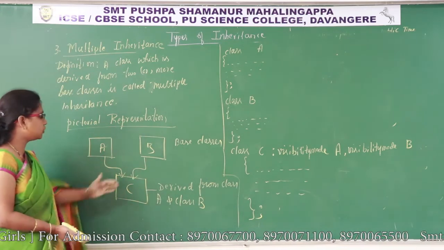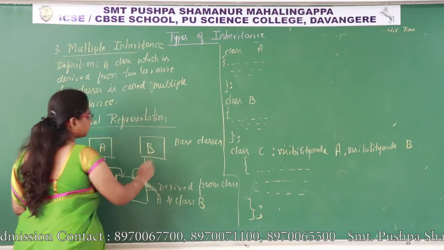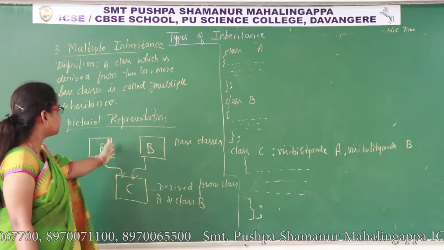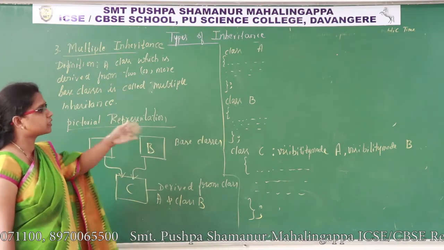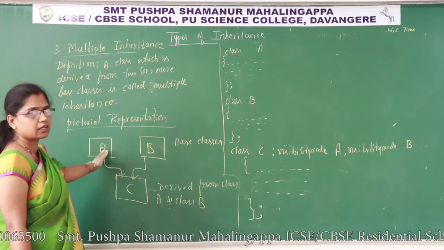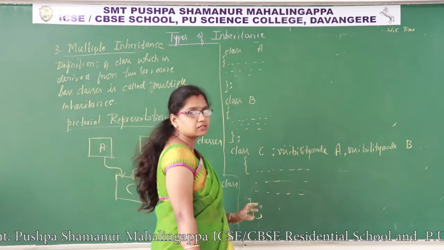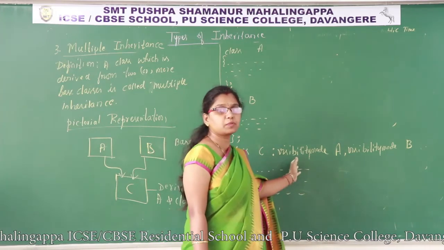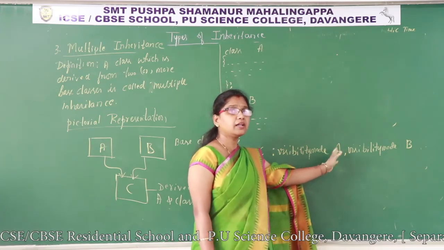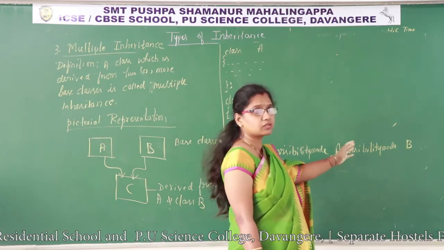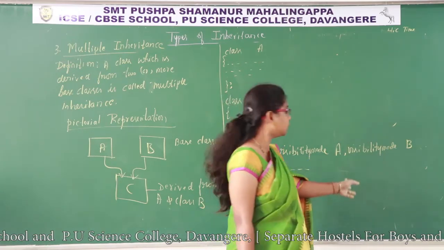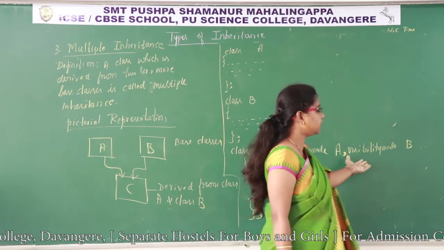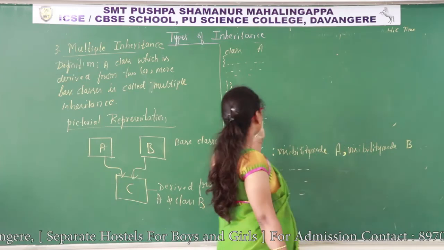When you write the pictorial representation, you can easily write the syntax: class A and class B, there is no inheritance between these two classes, they are separate classes. And class C is derived from class A. You all know the syntax for deriving a class from an existing class: class, derived class name, colon, visibility mode, base class name A. Another base class is there, and to that base class I must show in which mode I am going to inherit. So you must write a comma operator here, and visibility mode, base class name B.